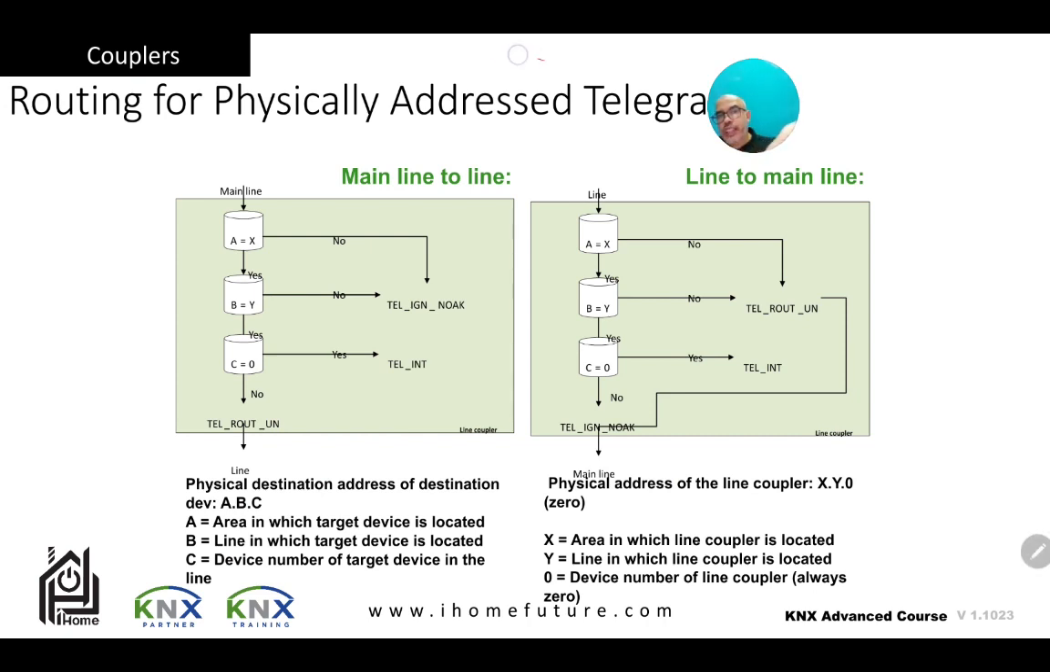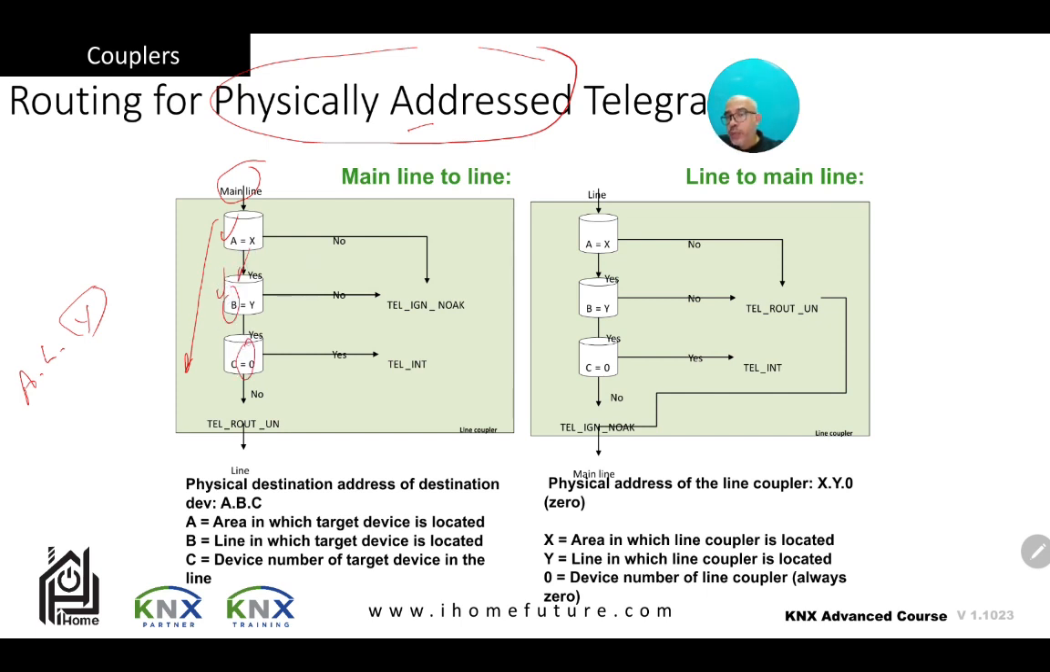Here we're talking about physical addressing. Here we're trying to describe the way telegrams will travel to couplers or via couplers. My telegram is physical addressing, meaning it has a structure of area, dot, line, dot, device. If I'm talking about a main line and I want to pass via the main line, the first check is whether the physical address of the destination is related to the same coupler. So if the area is okay, then I can pass it. I will check again: if the line is okay, then I check again.